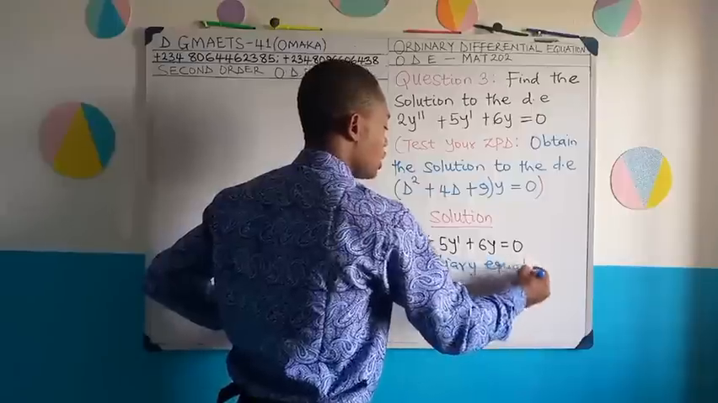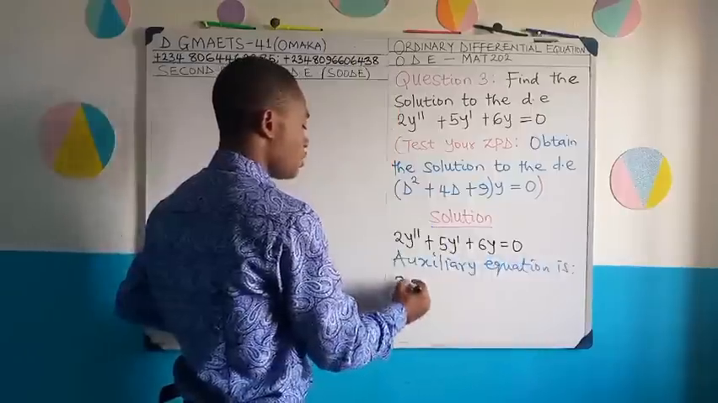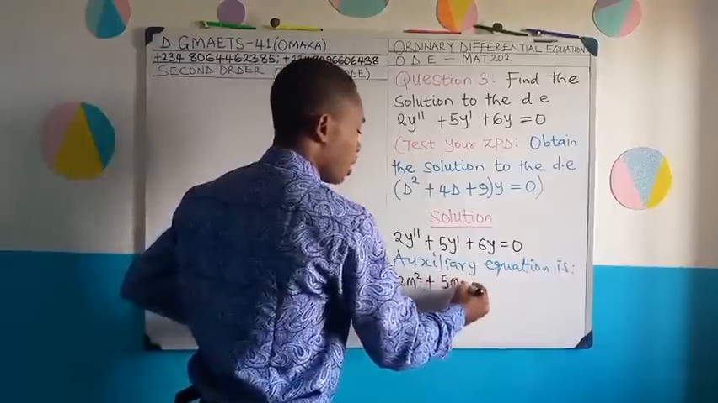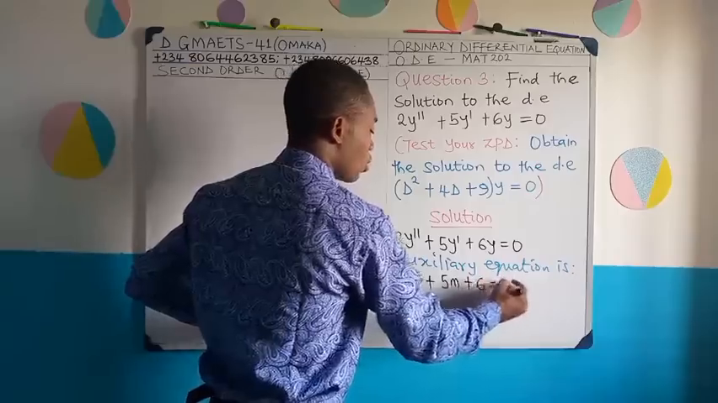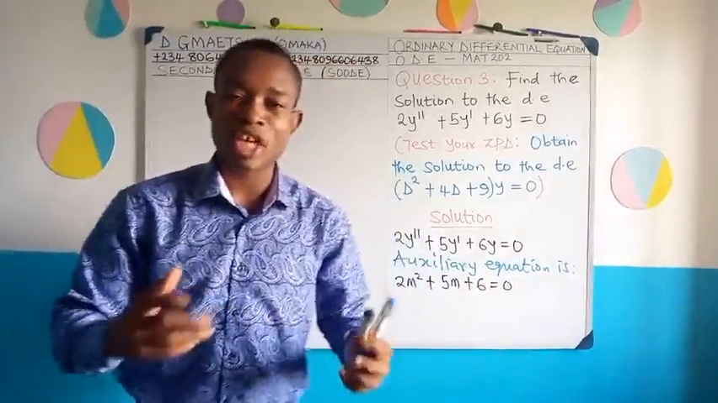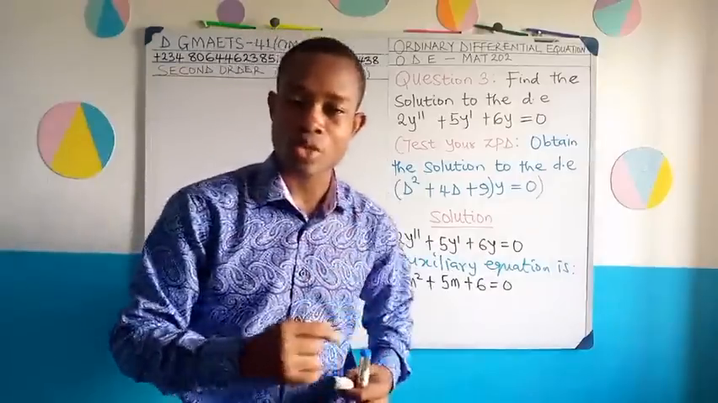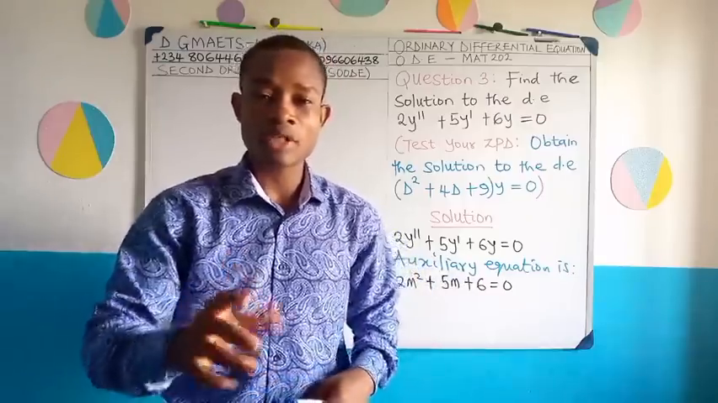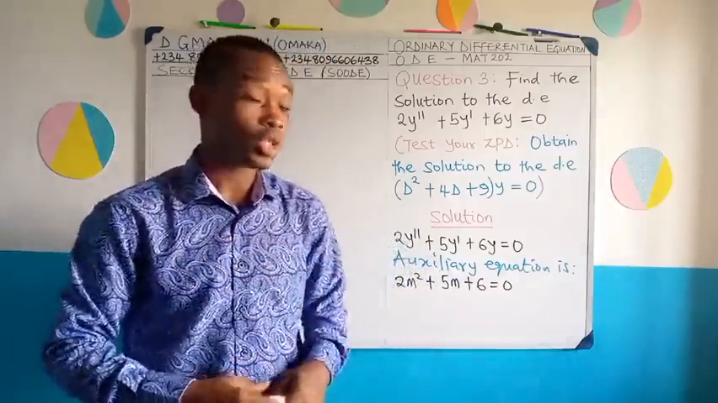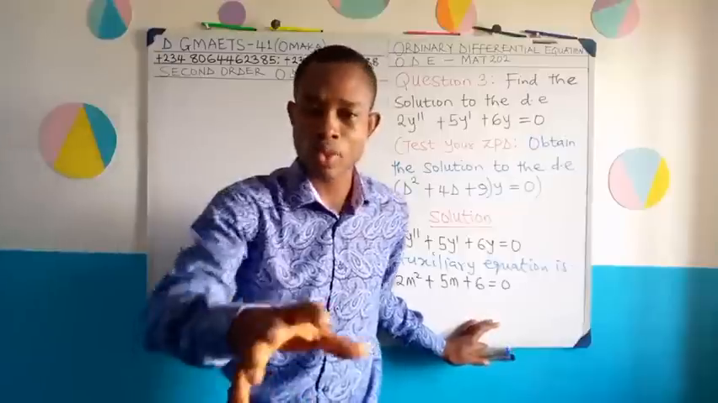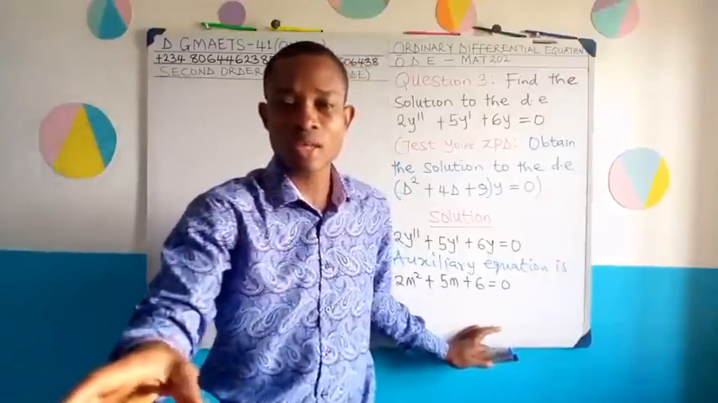The auxiliary equation is 2m squared plus 5m plus the constant 6 equal to 0. Before we proceed in solving this problem, we need to check whether this quadratic equation can be factorized or not. It is important, because if this auxiliary equation can factorize, then even before solving, we would know what the solution likely would be.